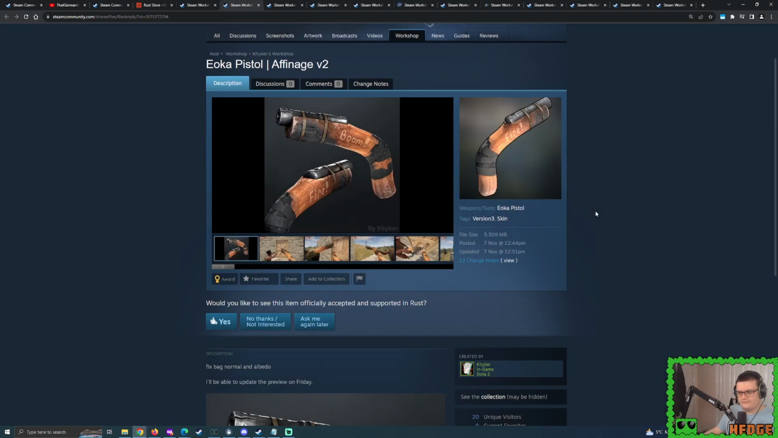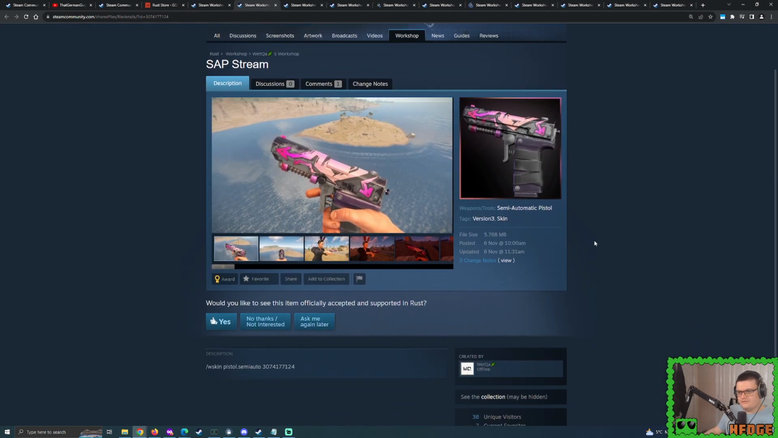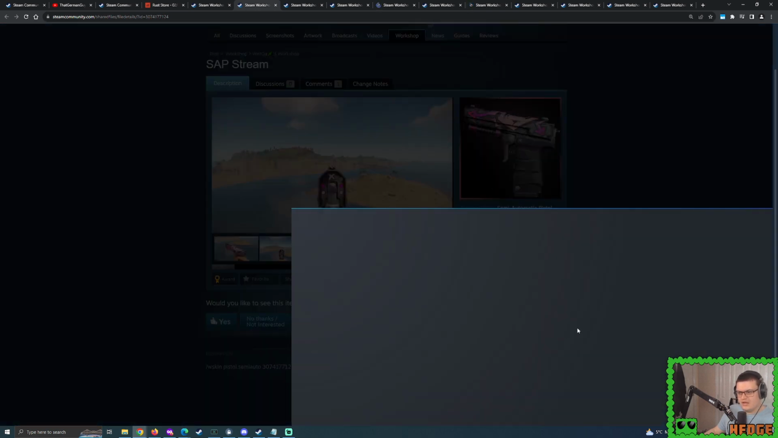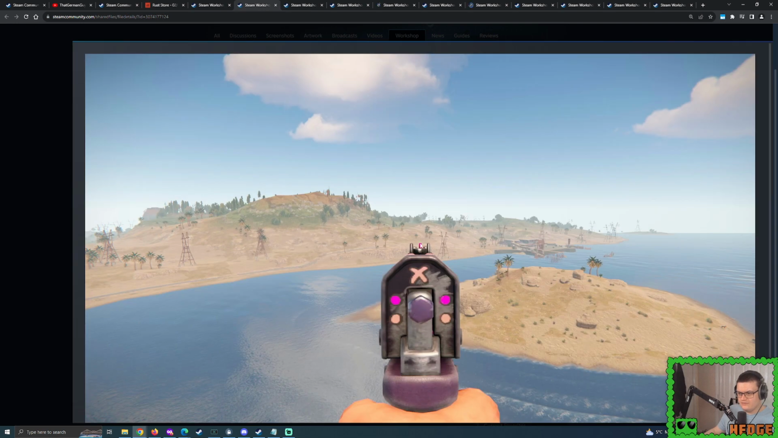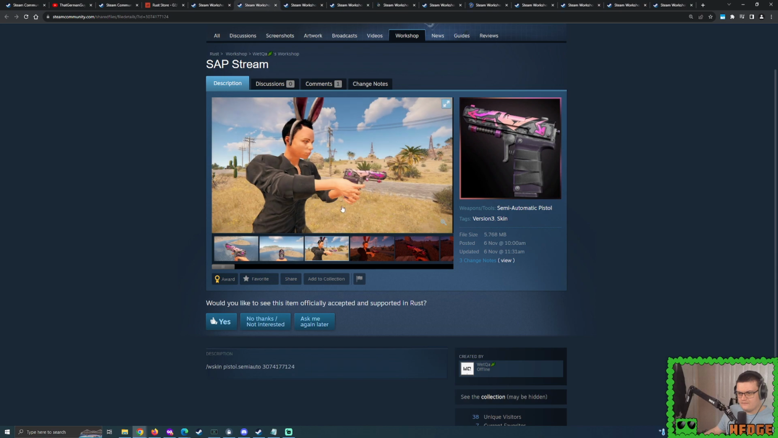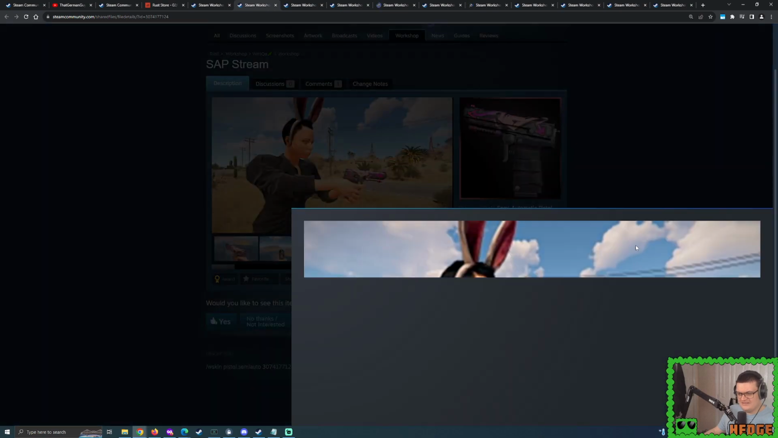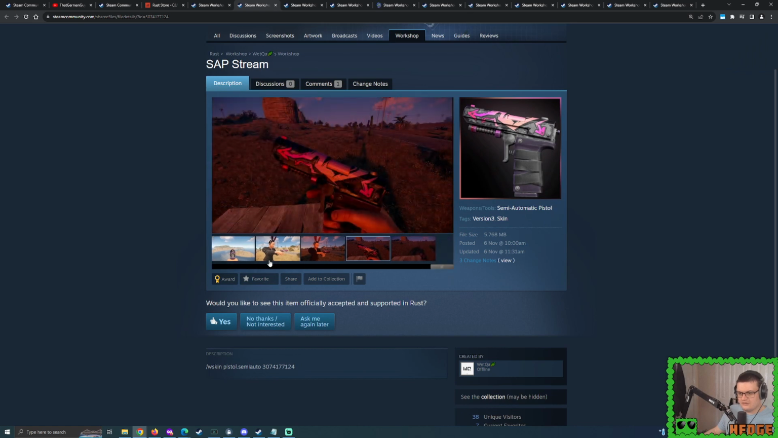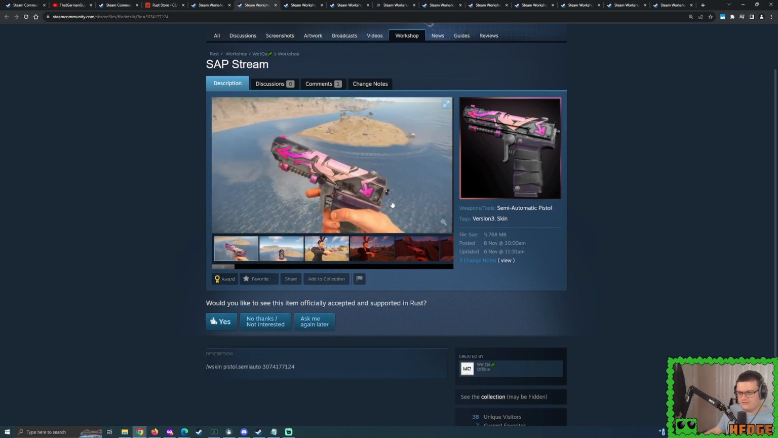Very nice. Next up, we have the Stream Sap produced by WetQA, or Wetka, I'm not sure how that's supposed to be pronounced. As you can see right here, a very noticeable pink aim sight. And now he's wearing a bunny hat. Very cool. Good look at that. It doesn't glow in the dark or anything. So if you like what you see, please consider voting yes or no. Best of luck to you, WetQA.